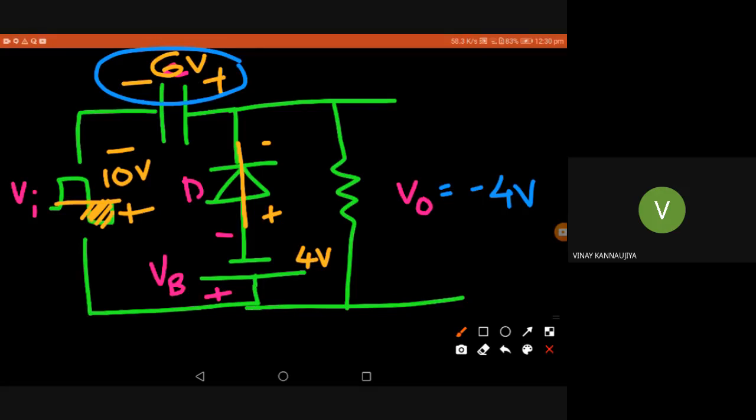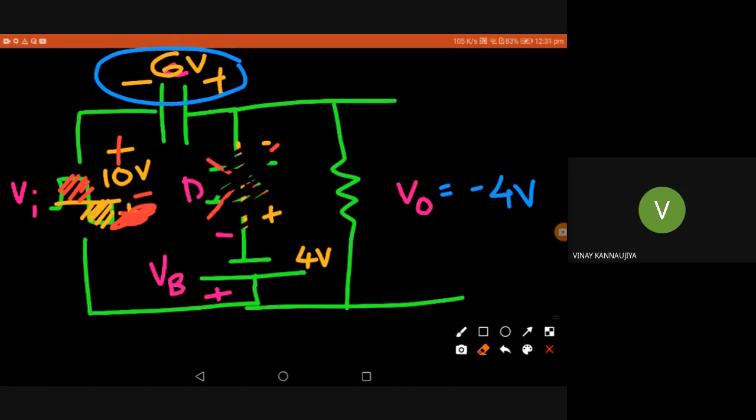Okay, so what happens in this case? You can see that in the negative cycle, I have output of minus 4, and the capacitor has already charged to 6 volt in the direction shown here. Now in the positive cycle, what will happen? Now the positive cycle is coming, so I have plus here, minus voltage in the input, as shown here, and the diode is cut off. You don't need to worry about the diode, right? It's cut off.